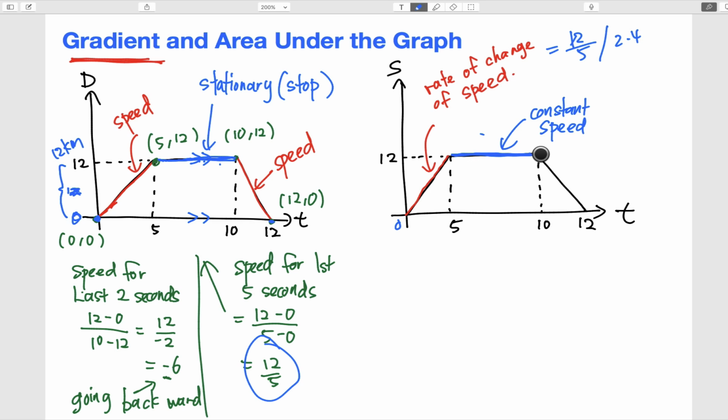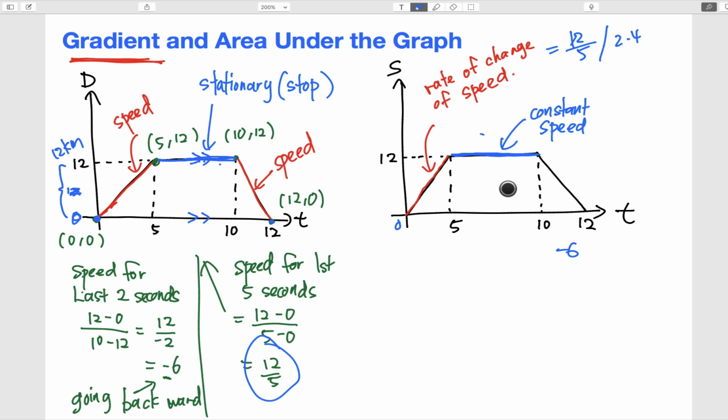And then the particle decreases the speed to 0 using 2 seconds. So if you ask me about the rate of change for the last 2 seconds, it's going to be -6. That means from 12 here, every second the particle decreases 6 in speed. This is how the speed changes. So in 2 seconds it goes back to 0, and the particle stops here.